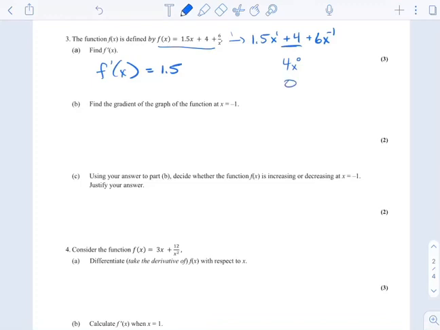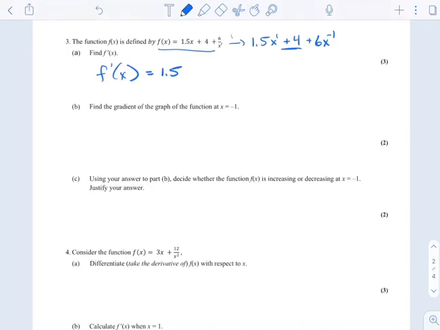And when I multiply 0 times 4, it becomes 0. Anything times 0 becomes 0. So any constant is not going to be part of the derivative. So the derivative of a constant number is 0. And then the last one we have, negative 1 times 6 is negative 6. X to the power of negative 2, because we lose one of the exponents, subtract 1 from it.